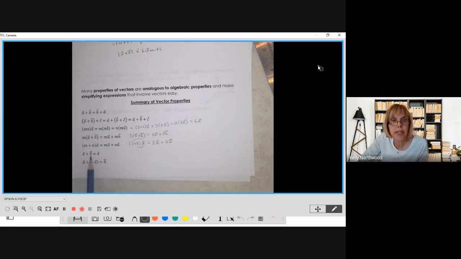If you add the 0 vector to any vector, you just get the vector itself. So you haven't changed anything. So it's kind of like adding 0 in algebra, but adding the 0 vector just gives you the same vector. And if you add 2 opposite vectors, you get the 0 vector.